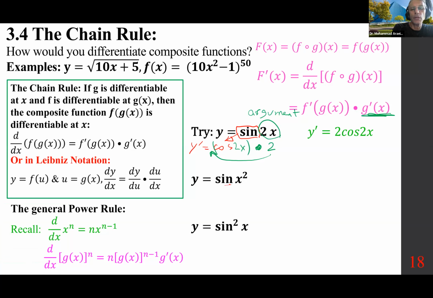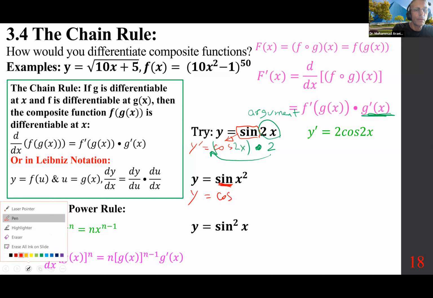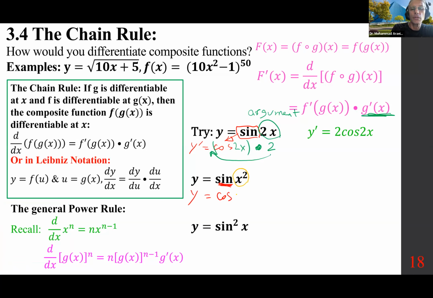The second one, I'm going to read sine, and I'm going to pause. What is the derivative of sine? Cosine. What is my argument? x squared. So I need the argument. If the argument is x, I'm done. If not, I need to multiply by its derivative, 2x. And I put the 2x in front.